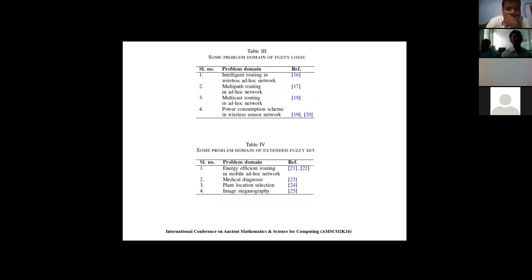Some problem domains for fuzzy logic: intelligent routing, multi-part routing, multicast routing, and power consumption in wireless sensor networks, given in reference numbers 16, 17, 18, 19, 20 respectively. Some problem domains in extended fuzzy sets: energy efficient routing, medical diagnosis, plant location selection, image astronomy, given in reference numbers 21, 23, 24, 25.